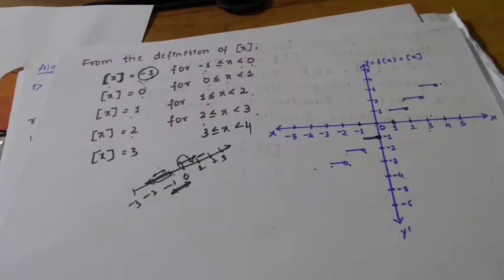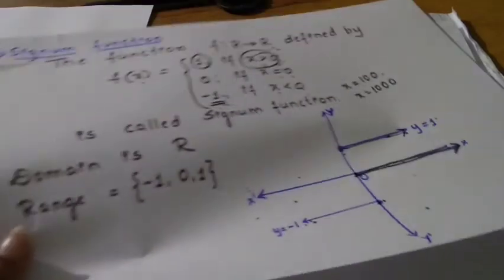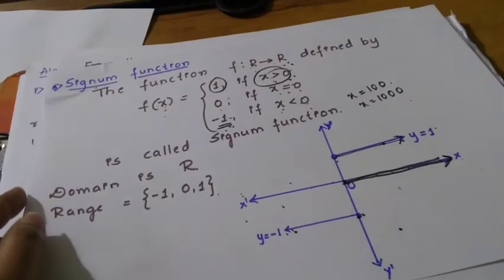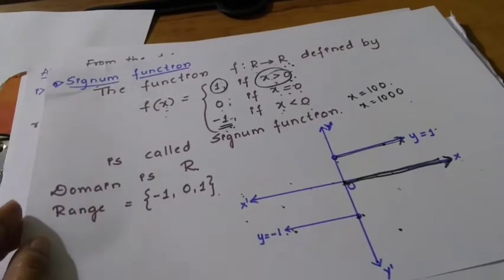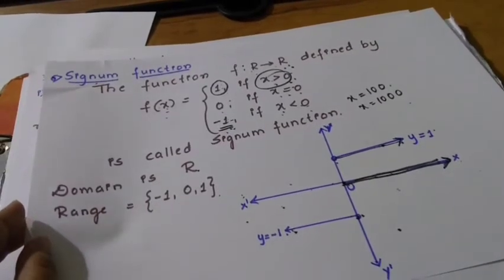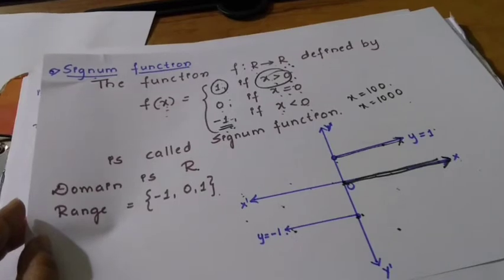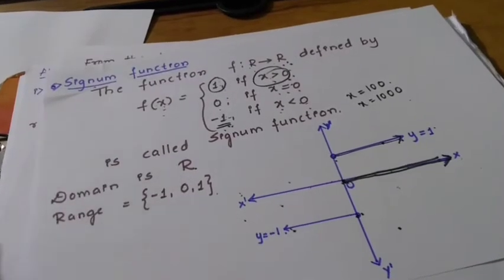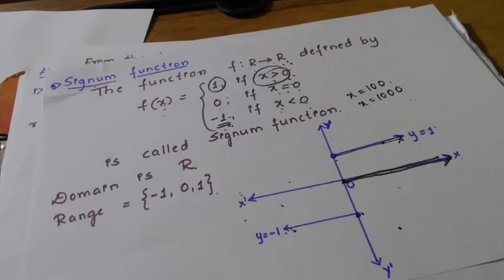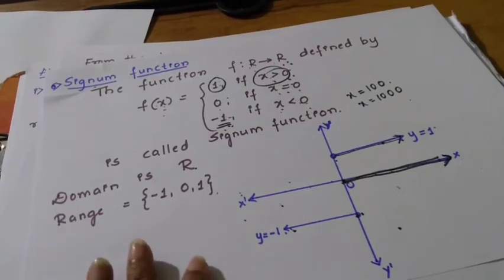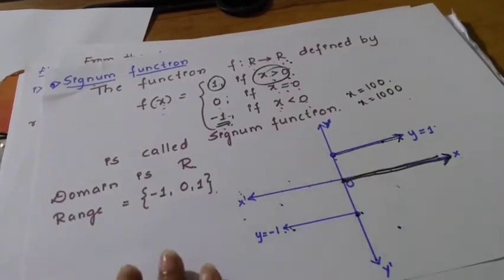After that we have seen the Signum function. Again you get f of x equal to 1, 0 and -1. When x is greater than 0 it is 1, when x is less than 0 it is minus 1, and when x is equal to 0 its value is 0. So this is the Signum function. The domain is R and the range is minus 1, 0 and plus 1. So this is all about the Signum function and its graph.